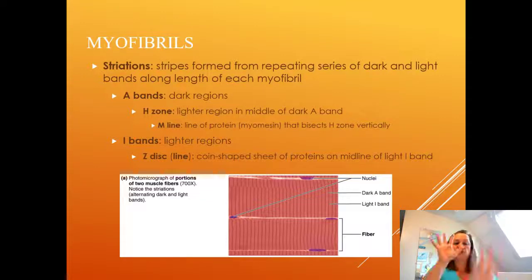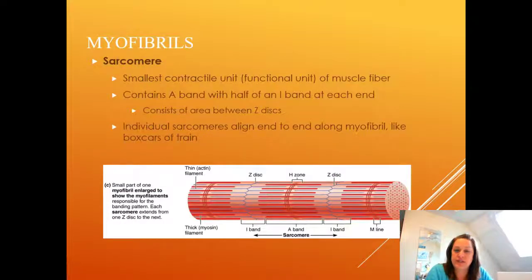So the striations are just the stripes themselves. When we talk about the red, that's the dark band. That's called the A band, all right? And then we have the I bands, which are the lighter regions. So if we take more of a cartoon picture of that and get even closer and a little bit more clearer, we'll see this is a picture of what's called a sarcomere.